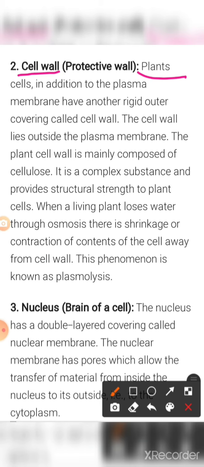Now, a quick revision. If this is the cell wall, inside it there is a square-like cell membrane or plasma membrane, where all the structures of the cell are present. Now, let us come to the next one: the nucleus, the brain of the cell.